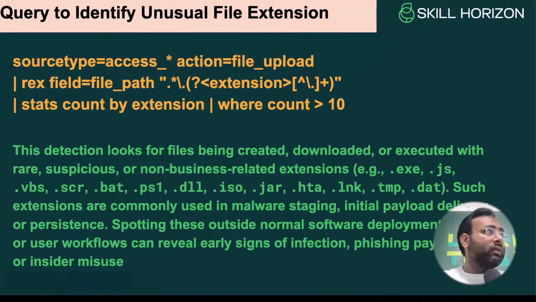So this particular detection, with the help of this Splunk query, you are basically detecting the file extensions used for creating, downloading, or executing suspicious behavior, like executable extensions .js, .vbs, .bat, .dll, ISO, zar, temp, dat, right? These extensions are commonly used in malware staging. If someone is trying to install malware in your system or in your server, they are basically using those extension-based files. So it's important to detect it.